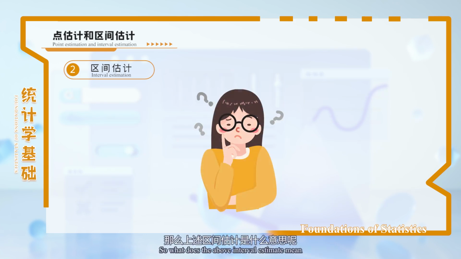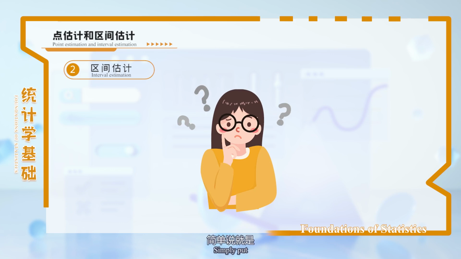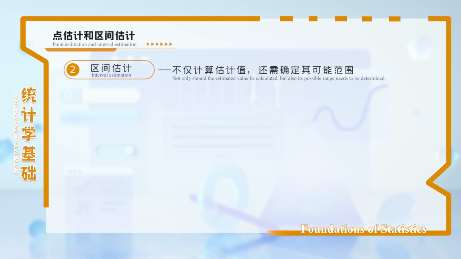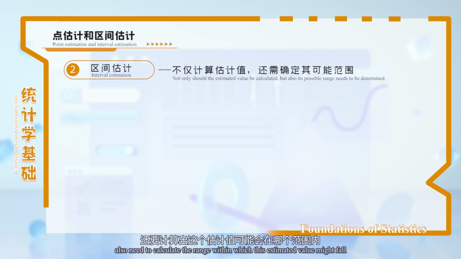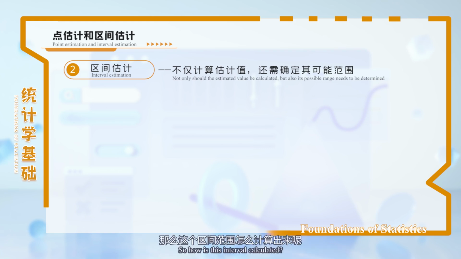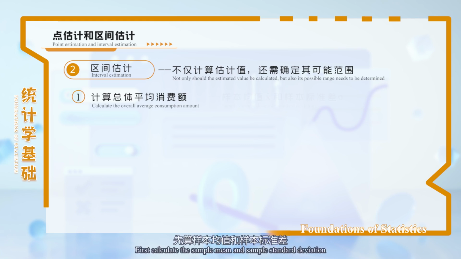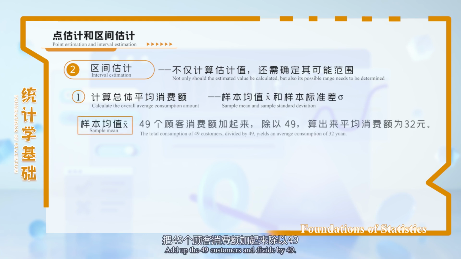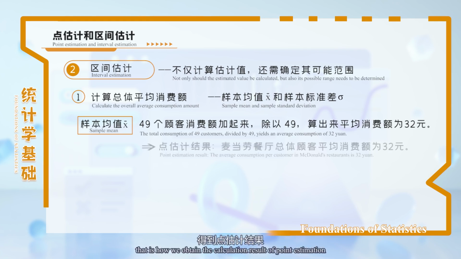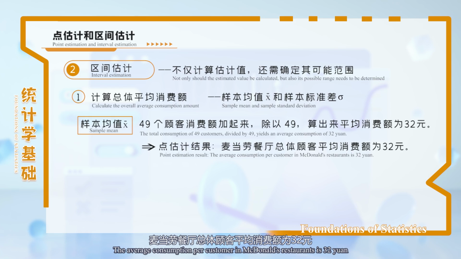So, what does the above interval estimate mean? Simply put, we don't just calculate a rough estimate. We also need to calculate the range within which this estimated value might fall. So how is this interval calculated? It works in 3 steps. Step 1. Calculate the overall average consumption amount. First, calculate the sample mean and sample standard deviation. To calculate the sample mean, add up the 49 customers' spending and divide by 49. The average consumption is 32 yuan. That is how we obtain the point estimation result: the average consumption per customer in McDonald's restaurants is 32 yuan.